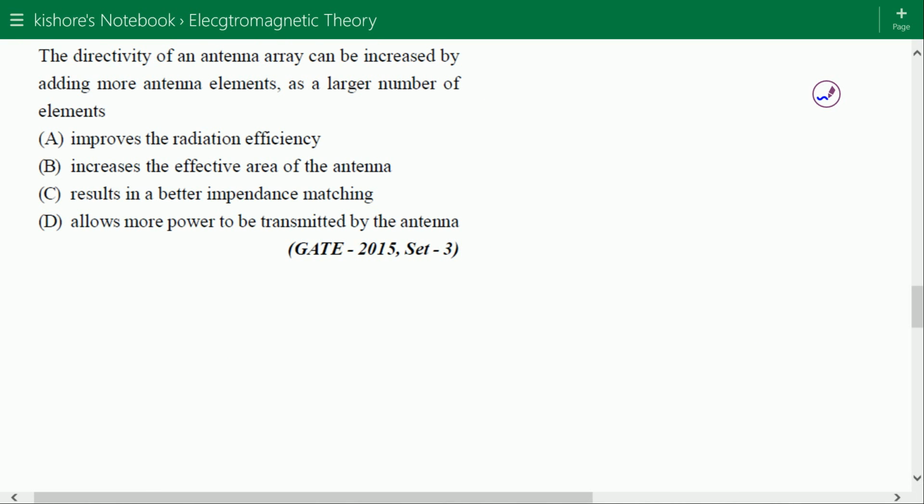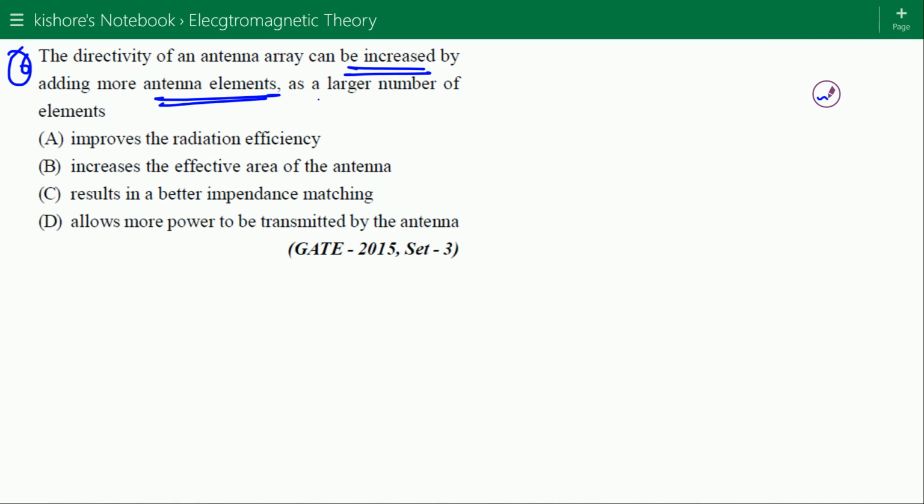Now the next question is the sixth question. The directivity of antenna array can be increased by adding more antenna elements. As larger the number of elements, what should be the correct option? Improves the radiation efficiency, increases the effective area of antenna, results in better impedance matching, allows more power to be transmitted by antenna.